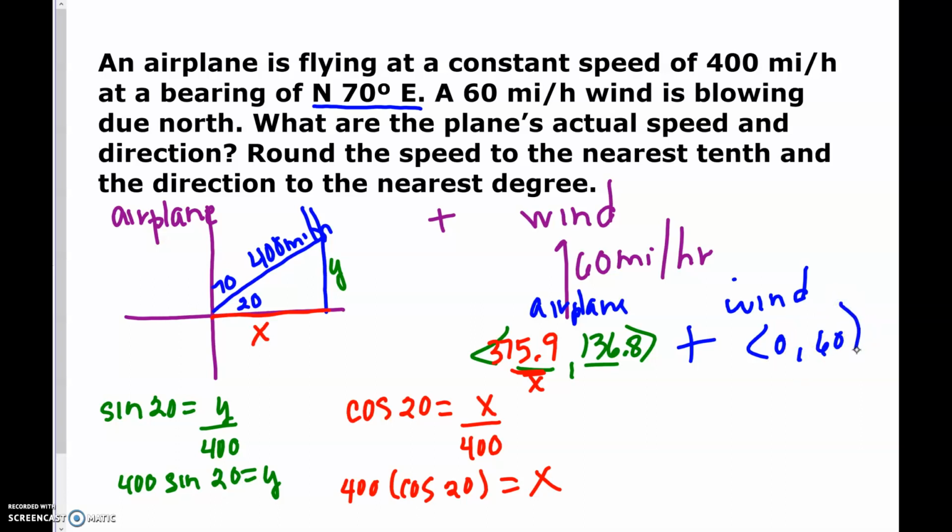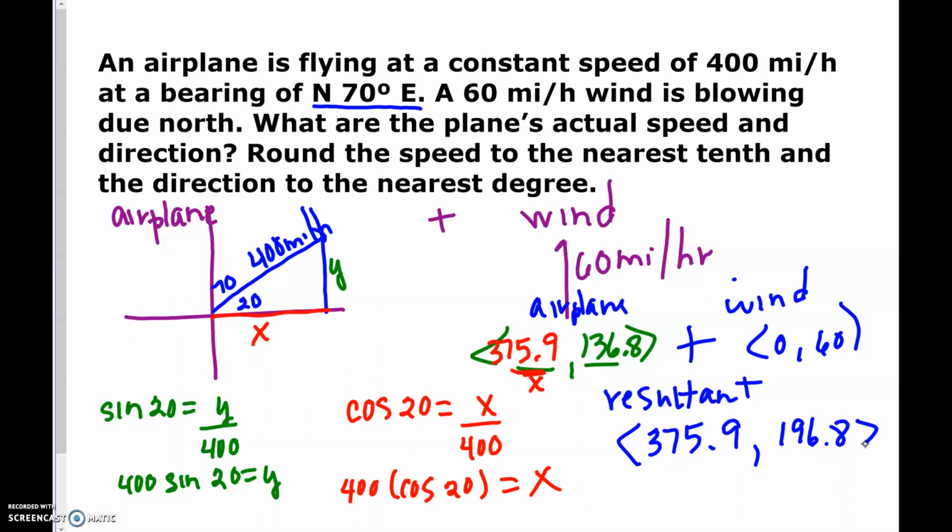So now we have to take and get a resultant vector by adding these two together. So my resultant vector of adding these two vectors together, my x value is not going to change. So it's 375.9, but that y, I have to take that 136 plus 60, and now this is going to be 196. So this is the plane with the wind affecting it.